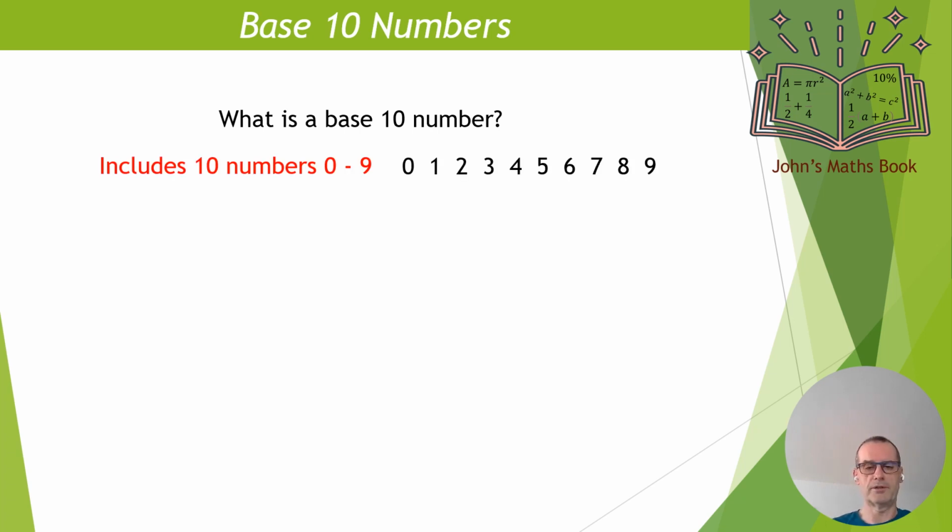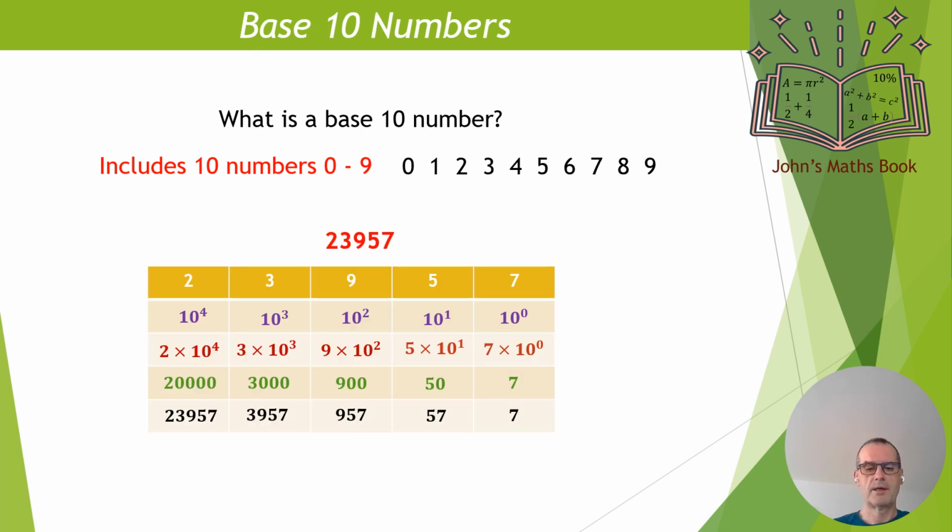A base 10 number includes 10 numbers, 0 through 9, arranged in any combination. These are the numbers we normally use in everyday life. So let's examine a base 10 number and look at how it's made up. In this example, I've picked the number 23,957 and I've taken each of its digits and listed them in 5 separate columns. In column 1 I've got 2, in column 2 I've got 3, in column 3 I've got 9, in column 4 I've got 5, and in column 5 I've got 7.